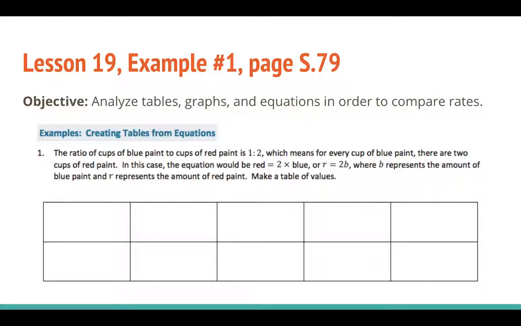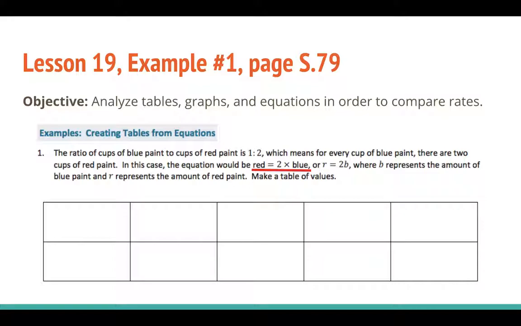In the examples, we are talking about creating tables from equations. You guys should be experts at creating tables by now, but let's go through this and practice it anyway because it never hurts to practice. The ratio of cups of blue paint to cups of red paint is 1 to 2, which means for every cup of blue paint, there are 2 cups of red paint. So in this case, the equation would be red equals 2 times blue, or another way to show it in a shorter equation.